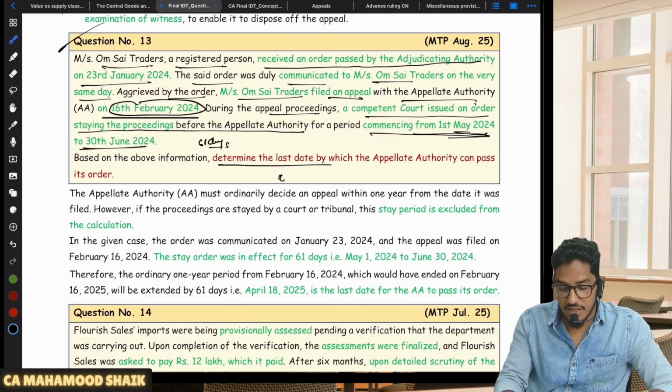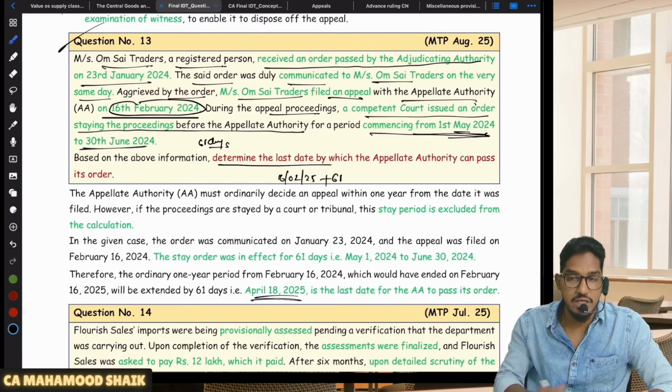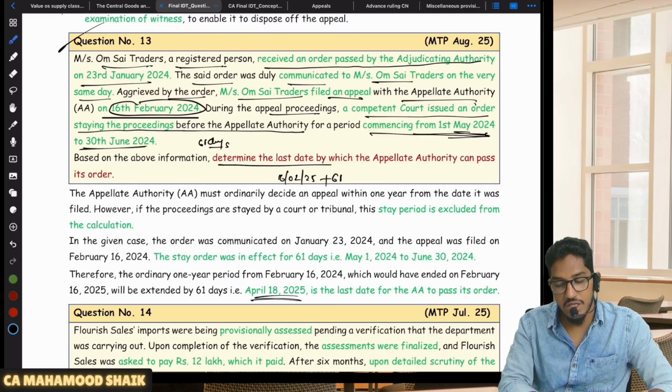So the usual 1 year will end on 16th of February 2025. But in that duration, that stay period, you have to exclude it. So how many days of stay we have? 61 days of stay we have. So add that 61 days to the due date. If you do it, you will get April 18. April 18 is the maximum advisory time limit within which this appellate authority can pass their appellate order. Next.